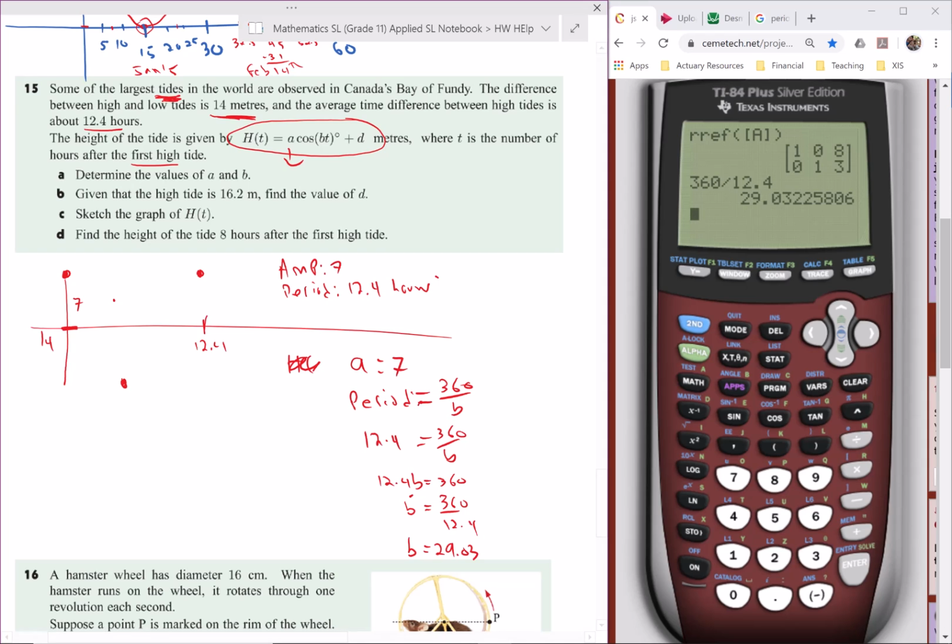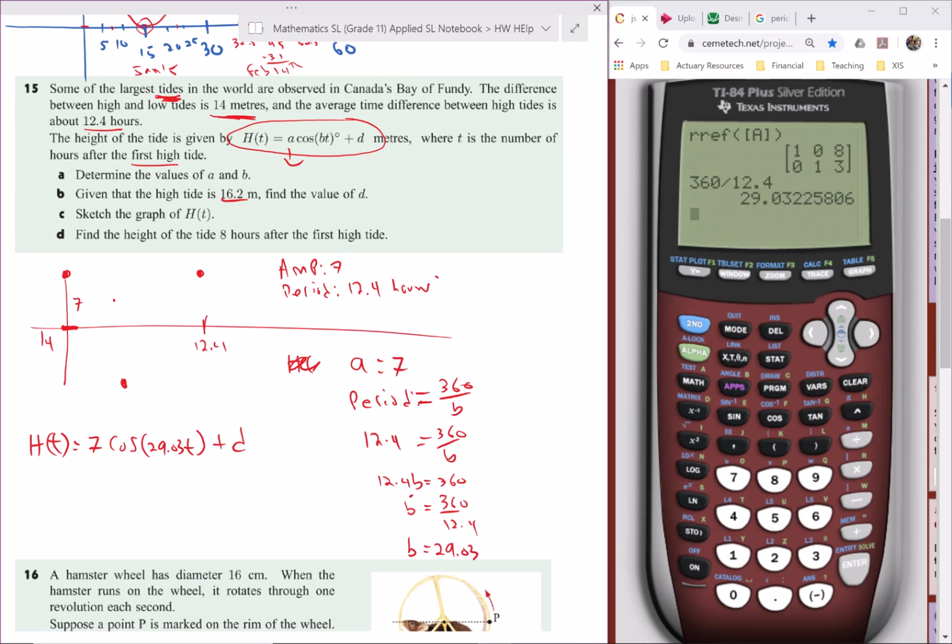Given that the high tide is 16.2 meters, find the value of D. Right, so what we have right now is H of t equals 7 cosine of 29.03 t, plus D. D is the midline. Where is that midline going to be? Is the midline at 0, or is the midline somewhere else? It says, given that the high tide is 16.2 meters, find the value of D.